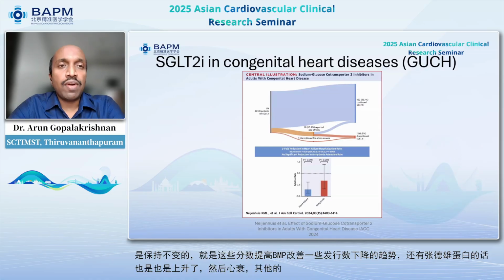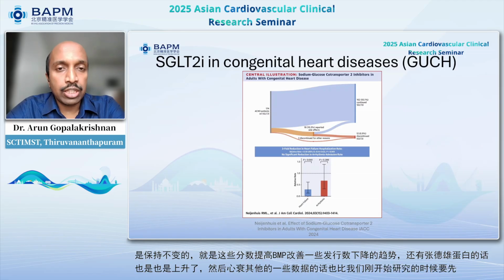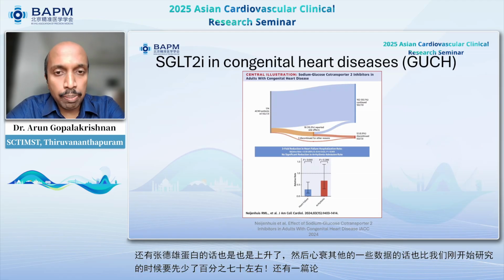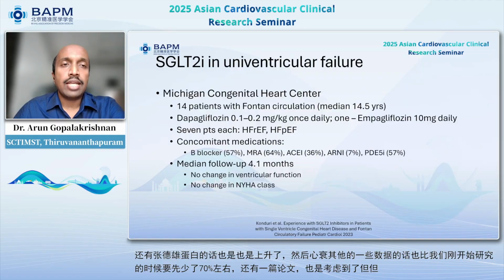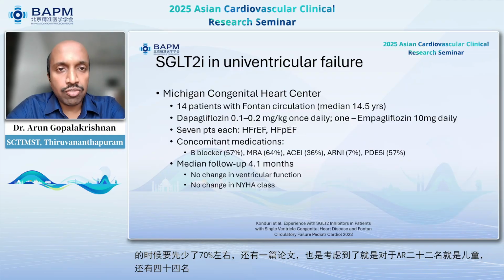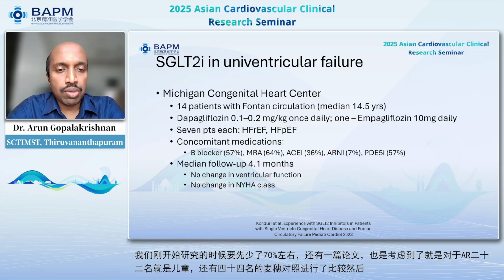There is overwhelming evidence regarding adult congenital heart disease where SGLT2 inhibition has shown benefit in heart failure hospitalization rates. This is the paper from Nathan Horst in 2024. SGLT2 inhibitors have been tried in univentricular failure. This is the paper from Michigan by Conduring, with 14 patients with Fontan circulation.